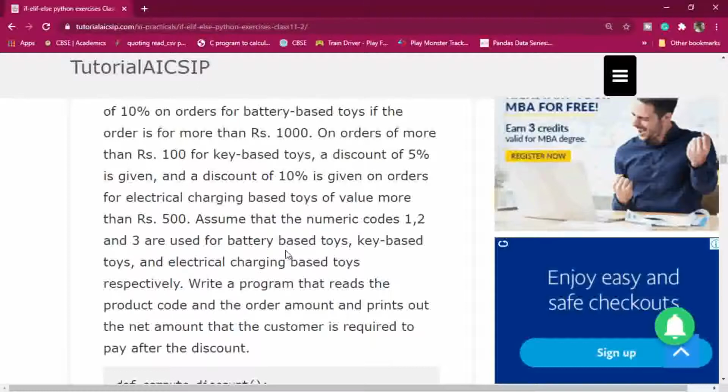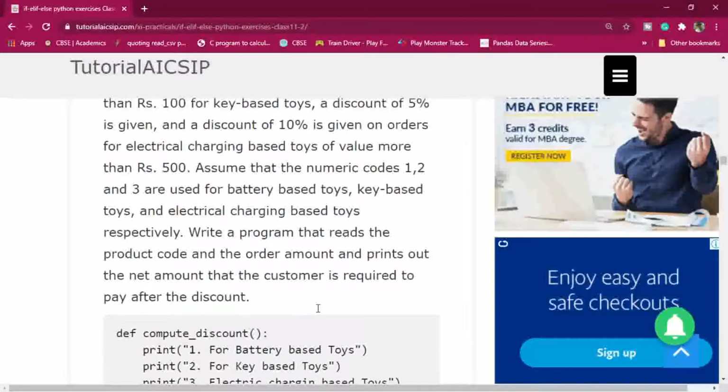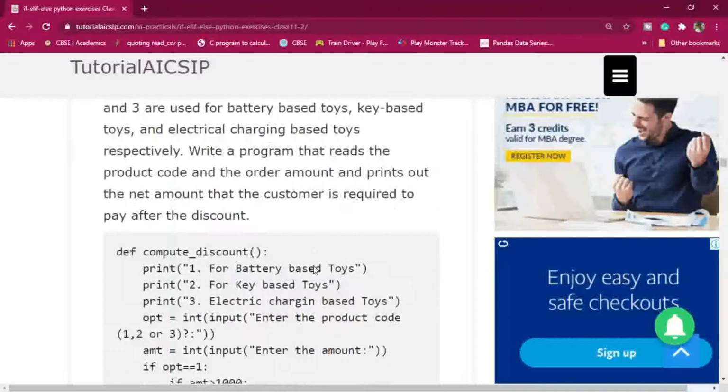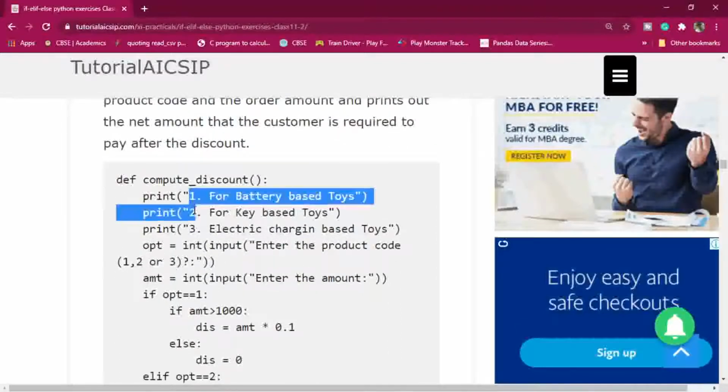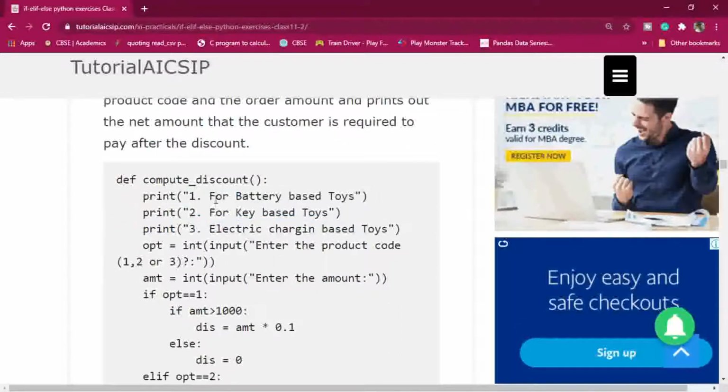Assume that the numeric codes 1, 2, 3 are used for battery based toys, key based toys and electrical charging based toys respectively. Write a program that reads the product code and the order amount and prints the net amount that the customer is required to pay after the discount. So here we have assigned three codes, 1, 2, 3. So for that reason I have created one menu for battery based, for key based and for electric charging based.